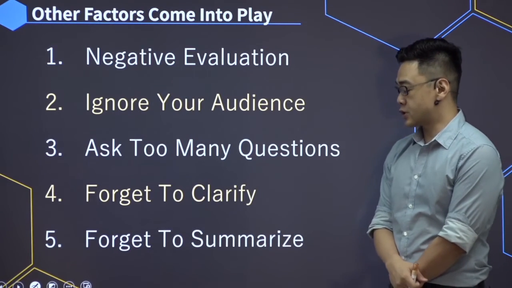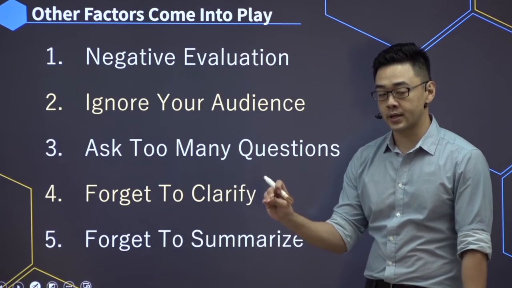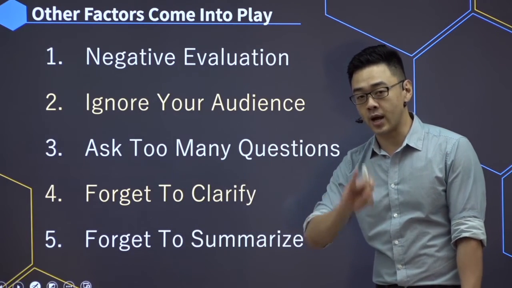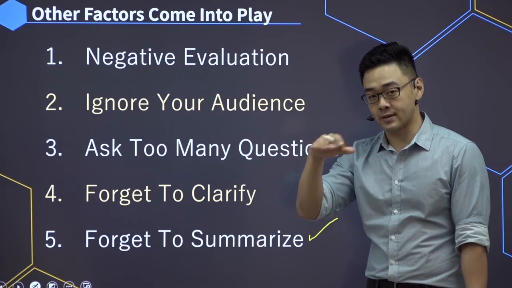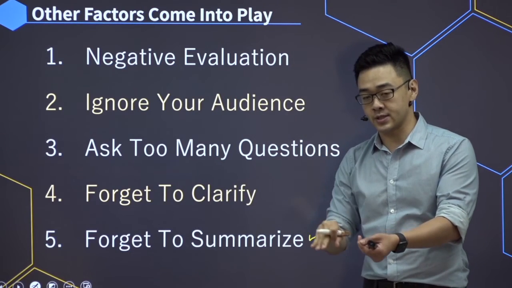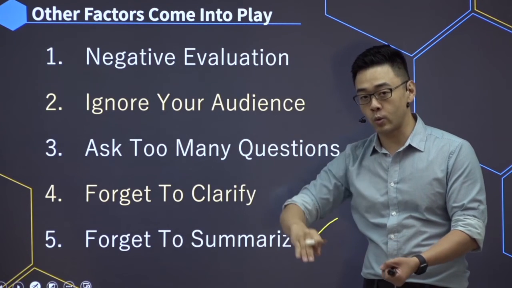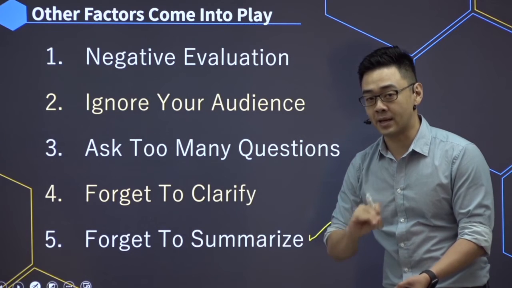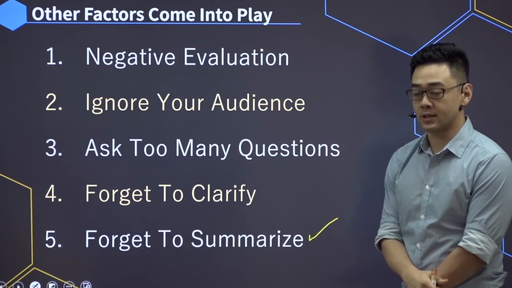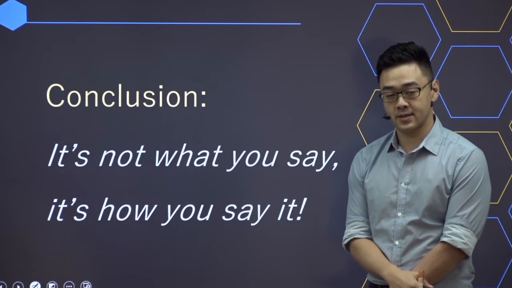And number 5, forget to summarize. That's one thing that a lot of people forget to do because they want to finish quickly and get out of the situation. But one presentation might have a main topic, a subtopic, and several topics throughout the presentation. Every time you finish a main topic and when you finish the whole presentation, you have to give a quick summary, just 1 or 2 sentences of what you just talked about. That's very important. So in conclusion, it's not what you said, it's how you say it.